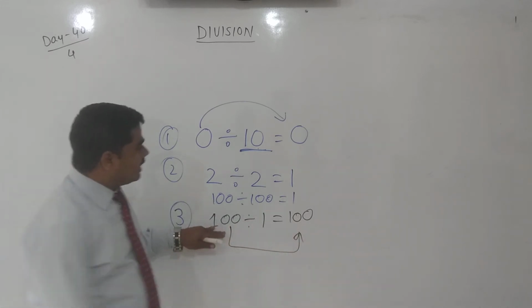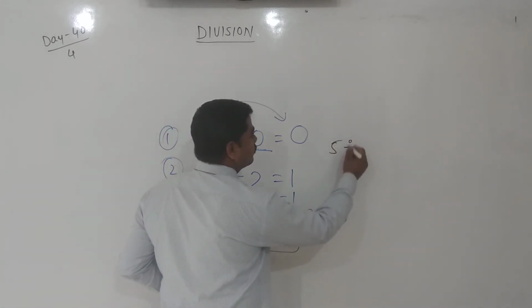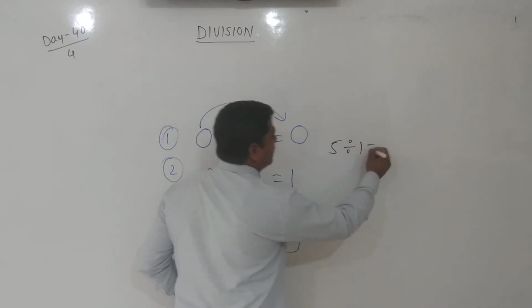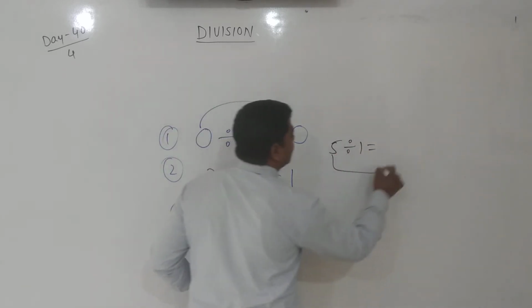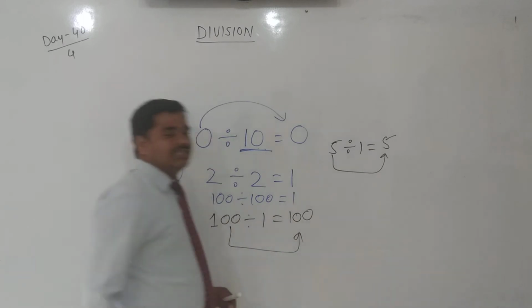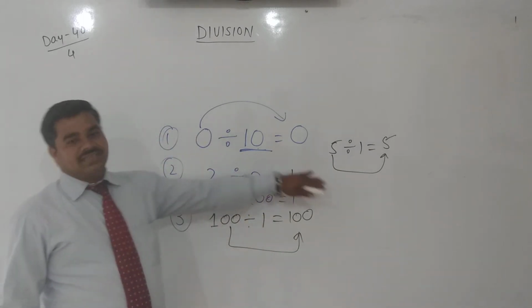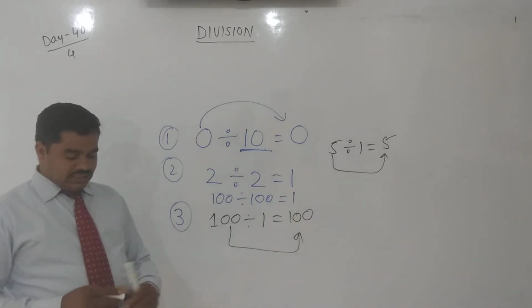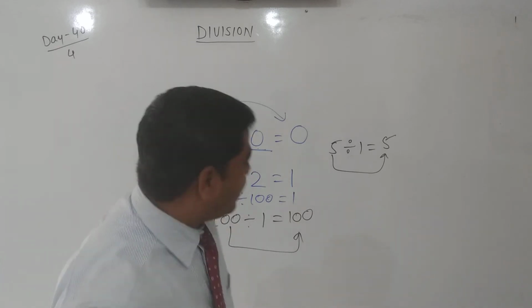Here there are 5 chocolates. We have to distribute them to only one person. One person means he will get all 5 chocolates. This is the third property. Yes or no? And you have to go through it, read it twice.